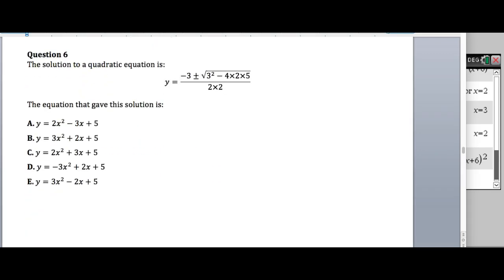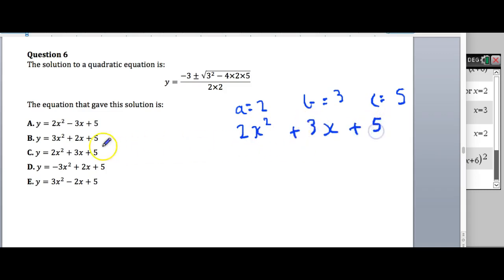Okay, moving along, question 6. The solution to a quadratic equation is given... The equation that gives this solution is... So you basically have got to identify a, b, and c from your quadratic. Remember the formula has negative b, so in this case b is 3. Then b squared minus 4ac, so a is 2, c is 5. So this is your coefficient of x squared, this is your coefficient of x, and this is your constant. So let's see.